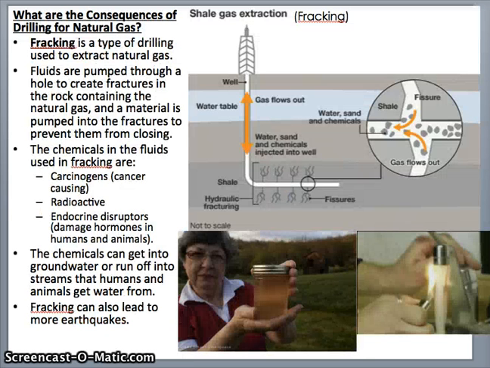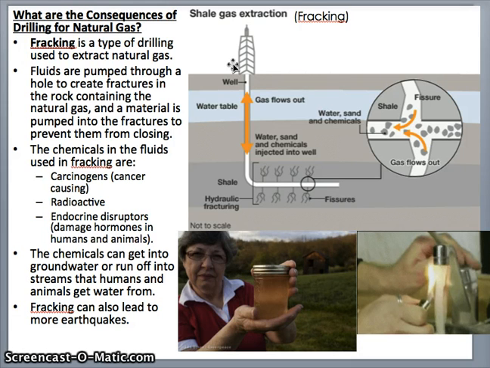Finally, let's talk about the consequences of drilling for natural gas. So you may have heard of the term fracking, and fracking is a type of drilling that's controversial today. Well, first of all, let me tell you what fracking is. It's when fluid is being pumped down into shale that contains natural gas. They pump water, sand, and chemicals down this tube to form fractures or fissures in the shale. Once these cracks form, the natural gas will flow out from the shale, and you can extract the natural gas from there.